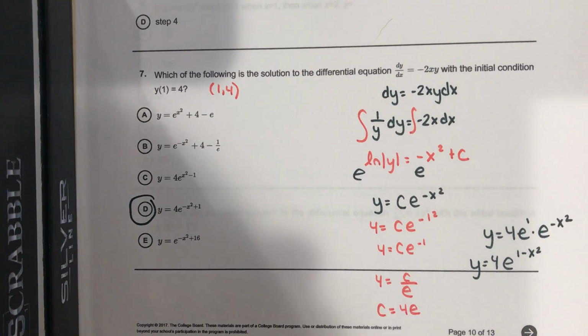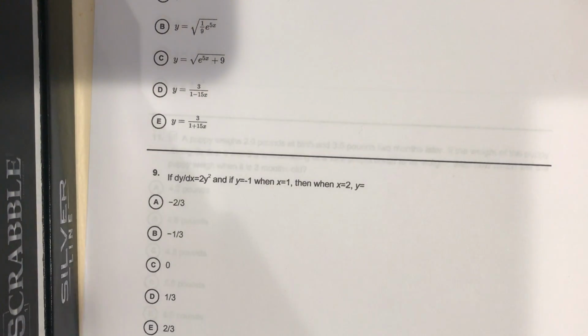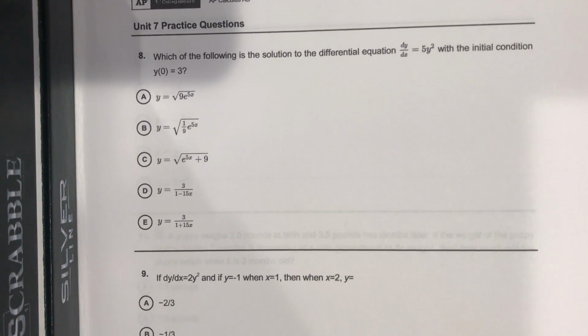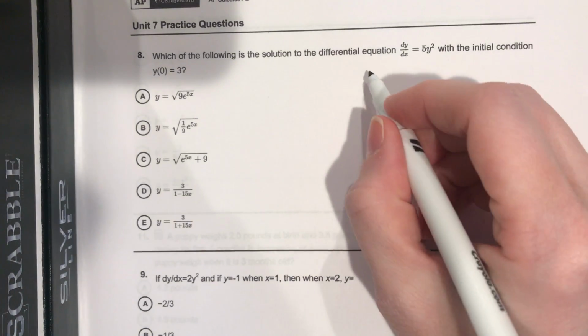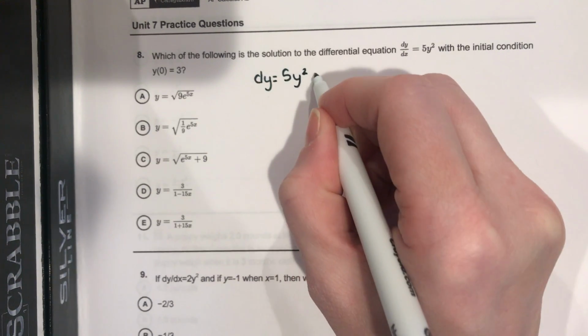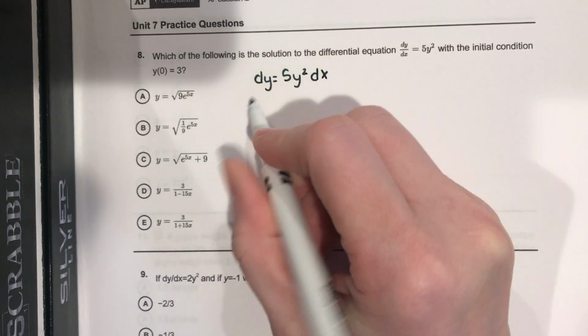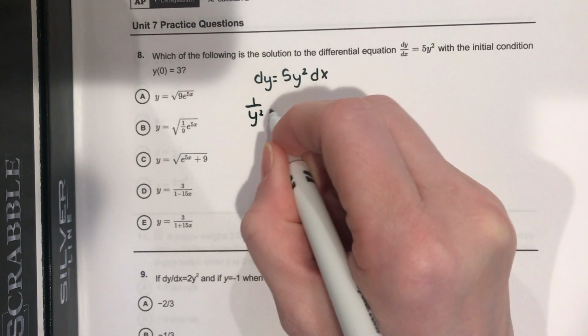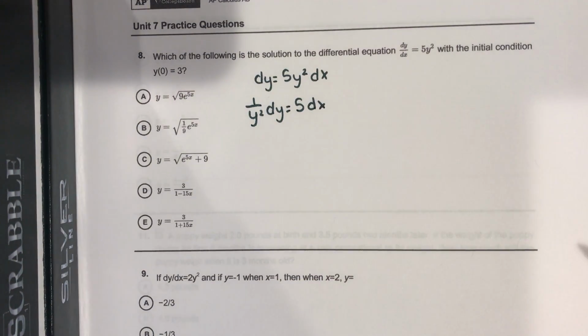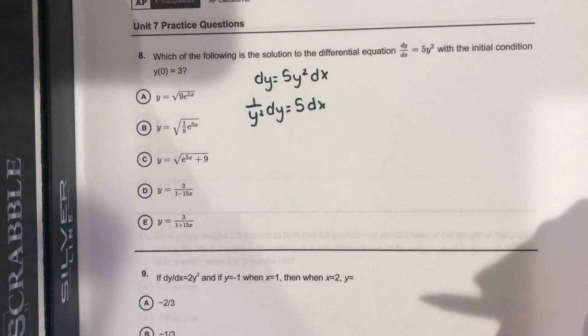Okay, next question, we're going to go to number 8. Okay, number 8, same type of question. So we have a differential equation and we have an initial condition. So I'm going to cross multiply. dy equals 5y squared dx. And I'm going to move the y over. So 1 over y squared dy equals 5 dx. Now the 5 can go on either side. I usually just leave it on the x side so I don't have to move it.